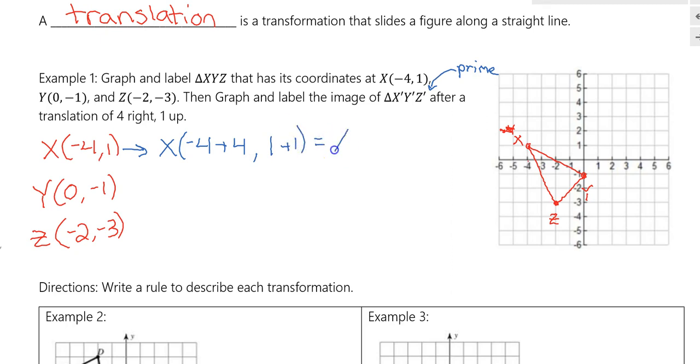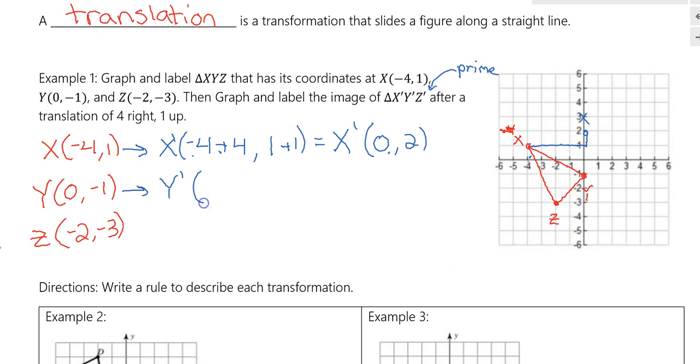So that's x prime. -4 plus 4 is 0. 1 plus 1 is 2. Okay? So 0, 2. The other thing you can do, instead of writing it algebraically, you can just look at it graphically. I'm moving over 4, up 1 to get to my new x point. It's that easy. Okay? I think some of the transformations are easier to do algebraically, and some are easier to do graphically. But I will show both.